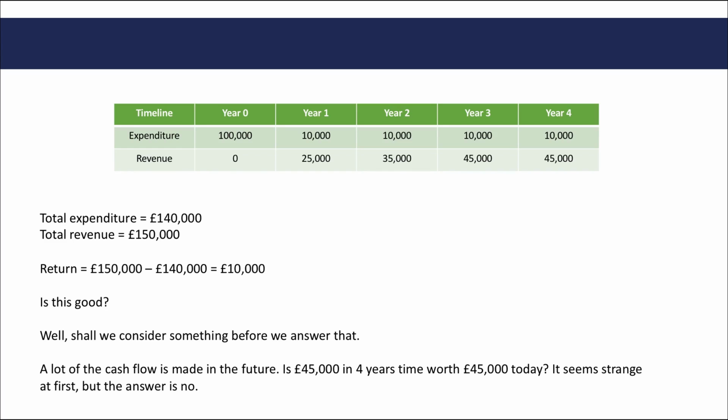Well, let's consider something before we start, and let's try and answer that question, okay? So a lot of the cash flow here is made in the future. It's made in years 3 and 4. Well, it's made in all of the years in the future. So ask yourself this. Is £45,000 in 4 years' time worth £45,000 today? It seems a really strange question to ask, but, well, first of all, the answer is no. And secondly, it's not really that strange a question to ask once you know about it.